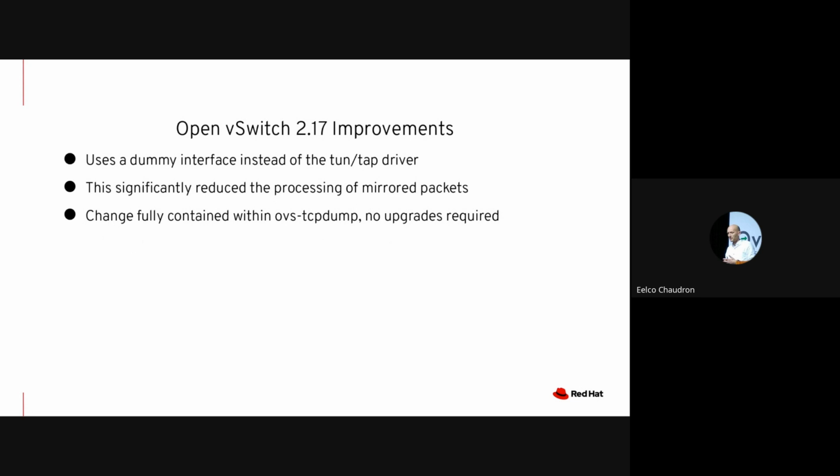Some users may not realize that Open vSwitch 2.17 contained a significant performance improvement to the OVS TCP dump tool. This performance improvement is especially visible with the kernel data path, as we will see on the next slide. This improvement does not require any change to the compiled code, such as vSwitchD and OVSDB, so users do not have to upgrade their Open vSwitch installation or experience any downtime to take advantage of this performance improvement. They simply need an updated copy of OVS TCP dump, which, as mentioned, is just a Python script.